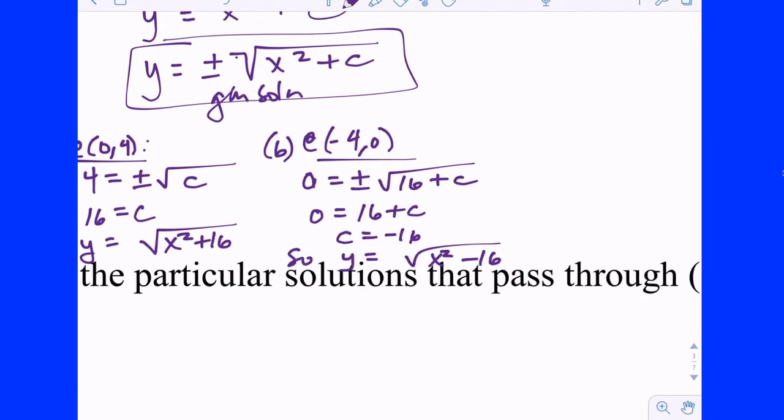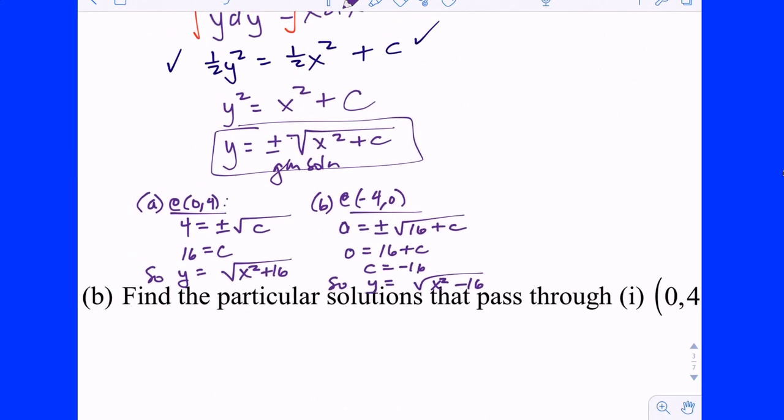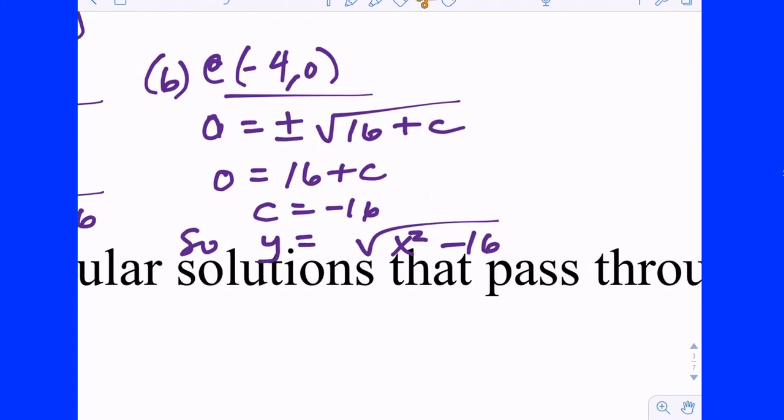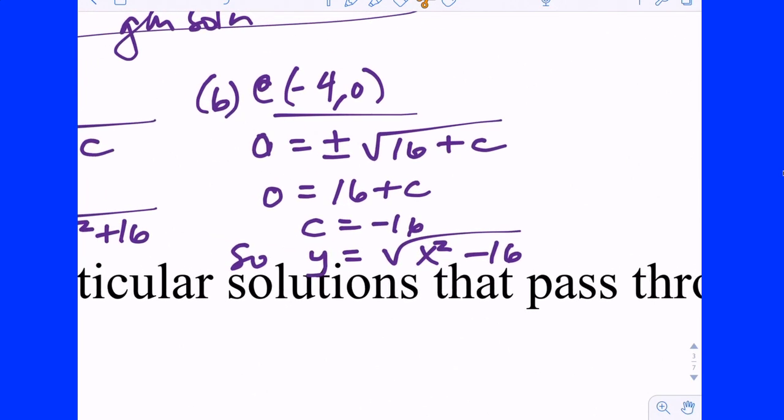Now, is it going to be plus or minus? It could be minus, actually. Because if you notice here, when I plug in negative 4, squared is 16, minus 16 is 0. It doesn't matter if there's a plus or minus there. The only difference between the plus or minus is whether the graph opens up or opens down. But if you're on the x-axis, they would share that point in common. So this one would have two solutions.